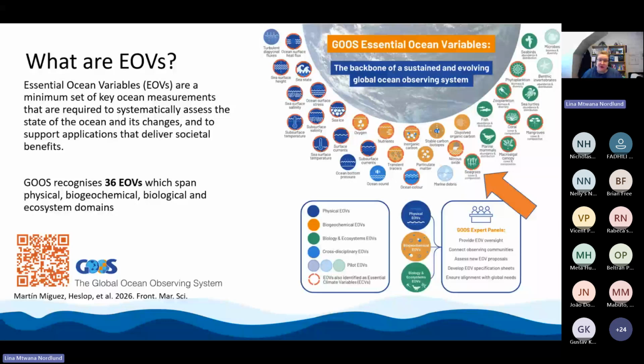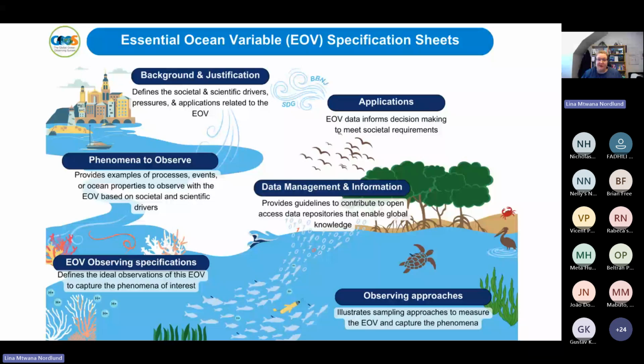Each essential ocean variable has a specification sheet, and these specification sheets are almost like recipes on how to measure. They have the background, justification, the applications, the phenomena to observe, the EOV observing specifications, the data management, and also observing approaches. I will go through a little bit about these EOV specification sheets, because it's important that we measure things, and that we measure things that are comparable.